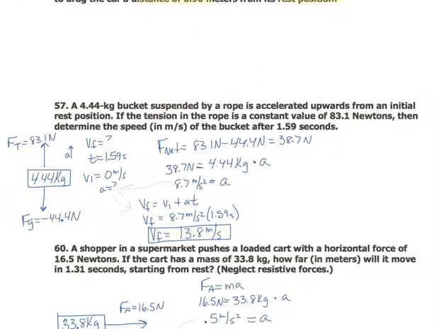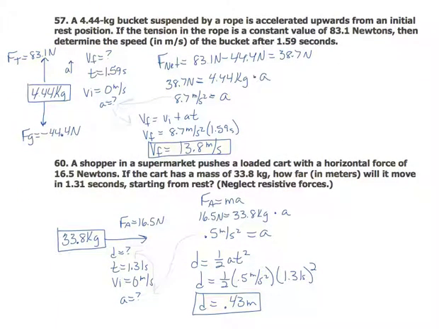Number 57. We have a 4.4 kilogram bucket suspended by a rope. So we have a rope, and it accelerates upward from an initial rest position, which means initial velocity is 0. Tension in the rope is 83.1 newtons. Determine the speed after 1.59 seconds. So we're looking for velocity, final velocity.